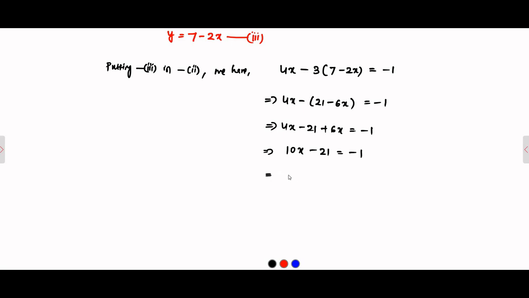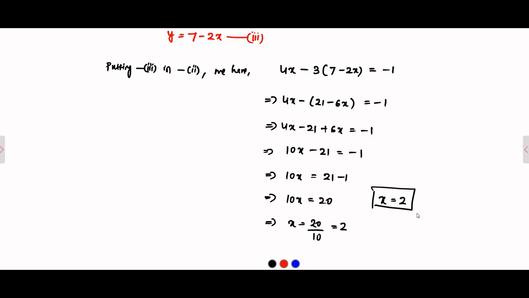That implies 10x is equal to 21 minus 1, taking this minus 21 to the RHS side. So 10x is equal to 20, so x is equal to 20 by 10, that is equal to 2. So we have got x is equal to 2.